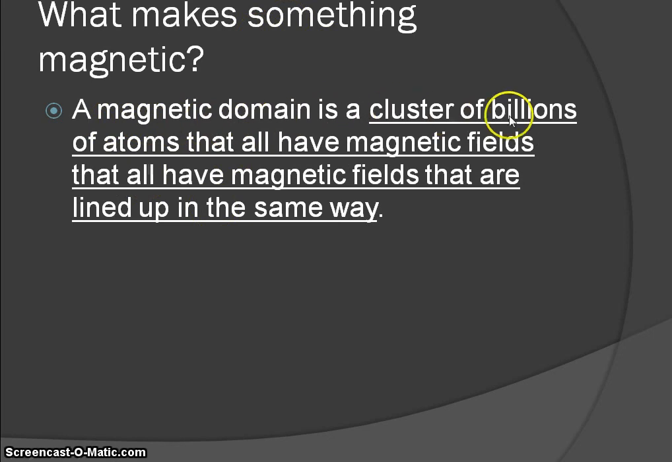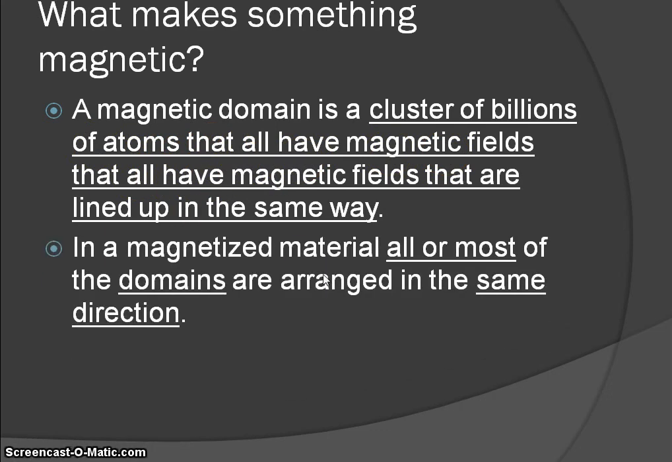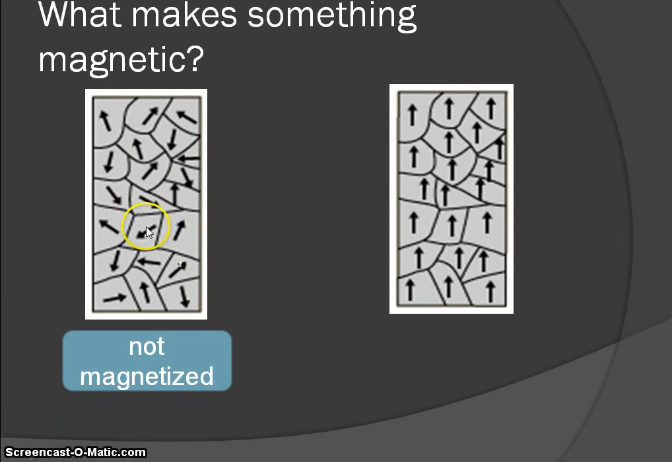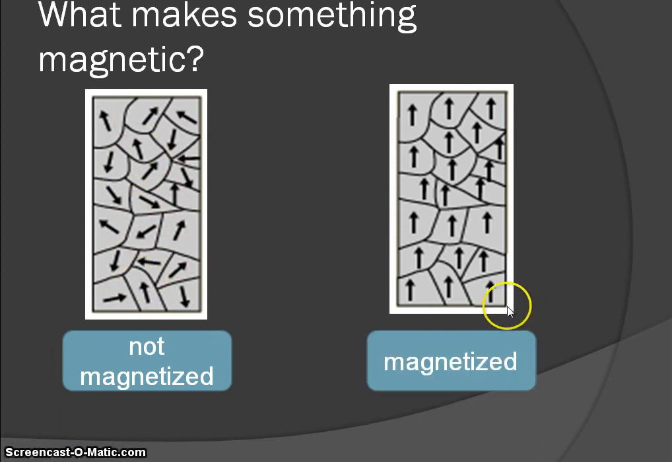So a magnetic domain is a cluster of billions of atoms that all have magnetic fields, and these are either lined up in the same way if they're magnetic or not. So in a magnetized material, all or most of these domains are arranged in the same direction. Which one of these two do you think is magnetized? Well, this one's not magnetic. The domains, these areas with the arrow, they're going in different directions. If most or all of them are in the same direction, it's magnetized. All the electrons are spinning the same way in this one.